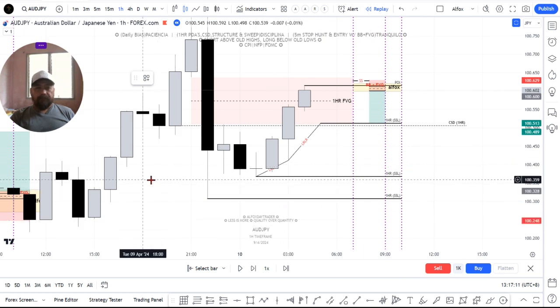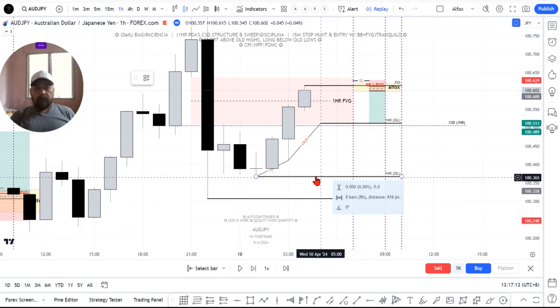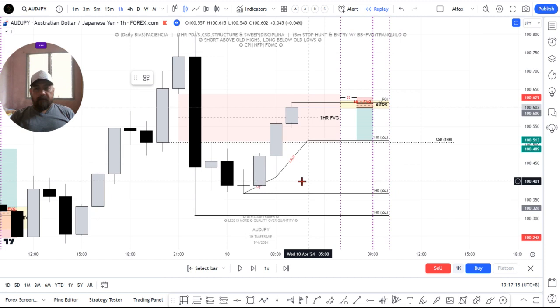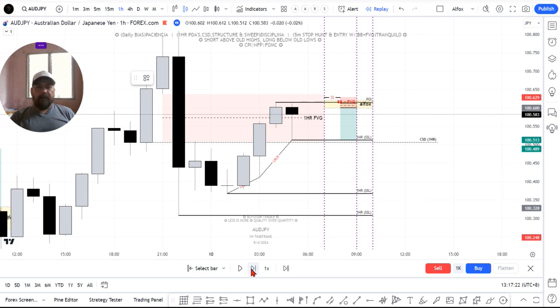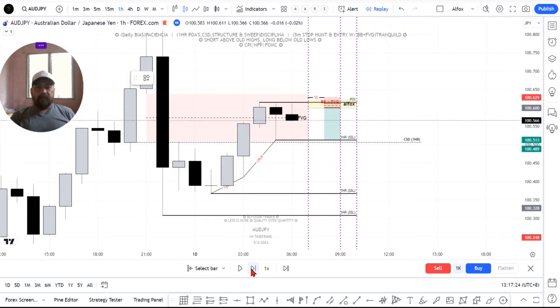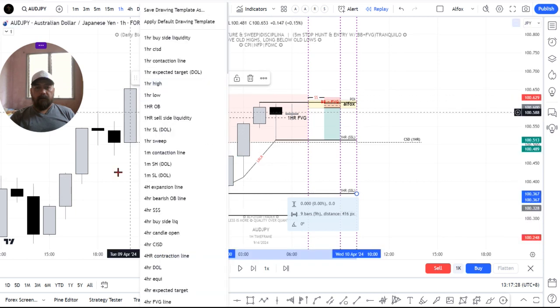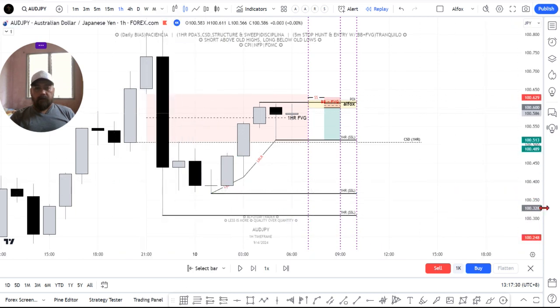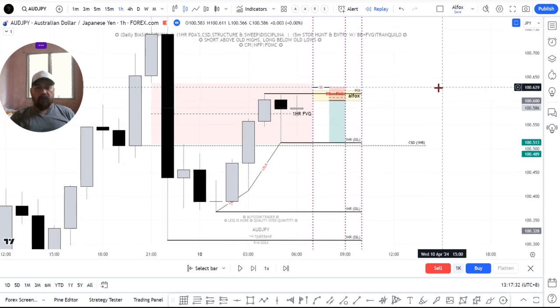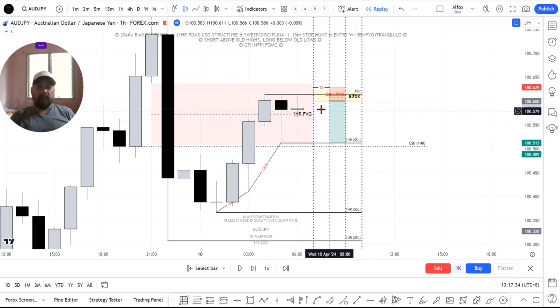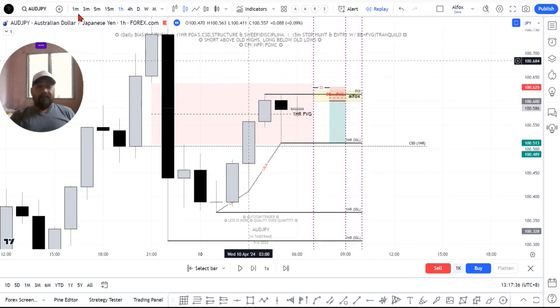So now, as you can see, price is here. So let's move forward. As you can see, let's move on. Now that we're close to our time zone, our trading zone.